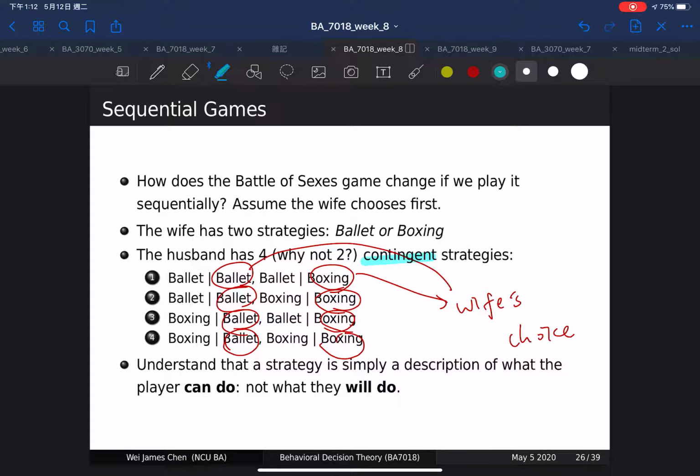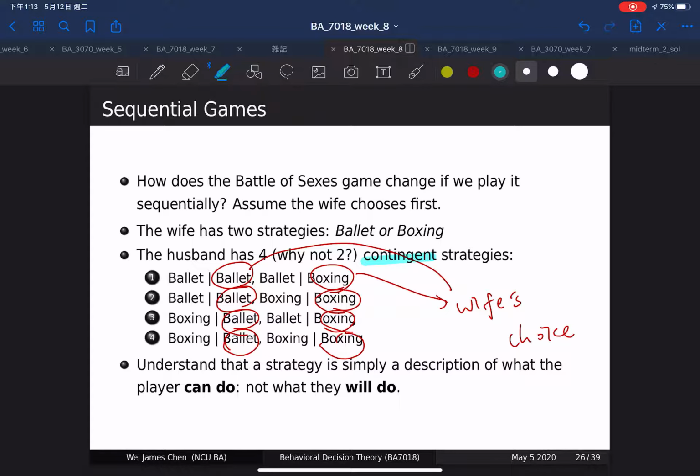So notice that the wife still has only 2 strategies, because the wife moves first. She can still only choose from her 2 actions, ballet or boxing. There's no way she can choose something contingent on her husband. Okay? Is that clear?